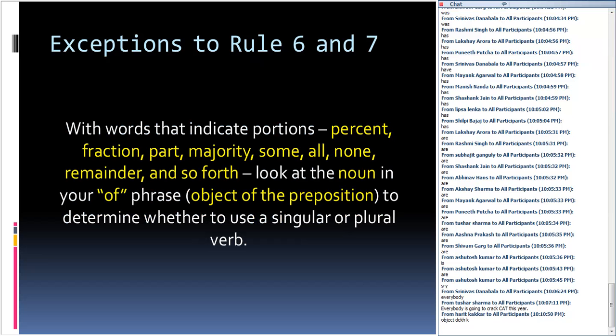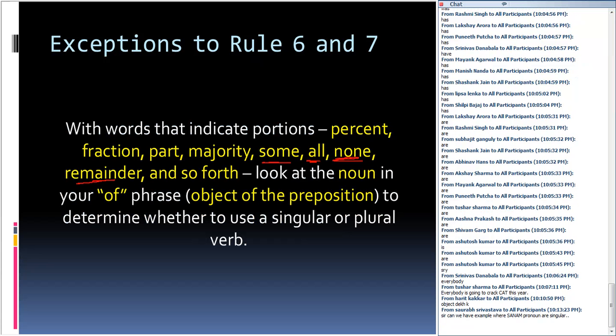Okay. Second exception to rule number 6 and 7. If there is any word that indicates portion, कोई भी word जो portions बताता है, for example words like percent, fraction, part, majority, ये तीन वर्ड सम ऑल नन हम ऑलरेडी कर चुके हैं सनम प्रोनाउन में. Reminder, these words that indicate portion, ऐसे words may be you are going to break rule number 6.